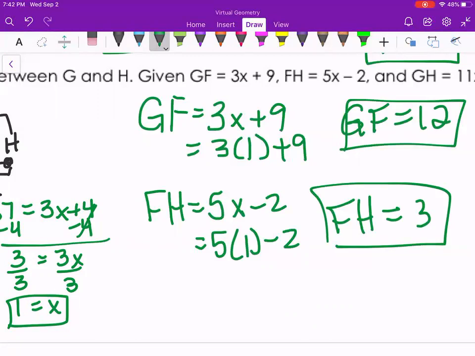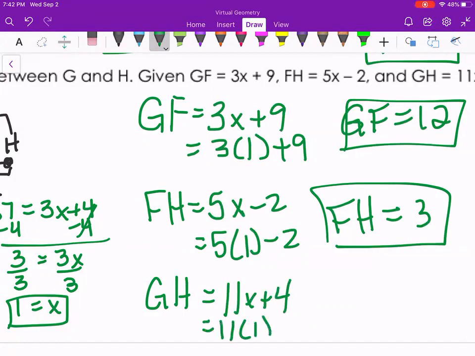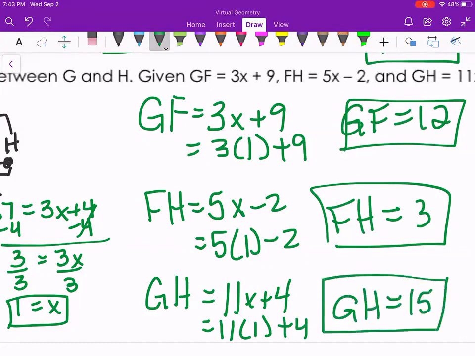And then our last piece, GH, is 11x plus 4. Substitute in that 1. And GH should be 15. Now, notice if we were to add these up, the 12 and the 3 are supposed to make a total of 15, and sure enough, they do. Because again, 12 plus 3, part 1 plus part 2 should make the whole thing, which is 15.